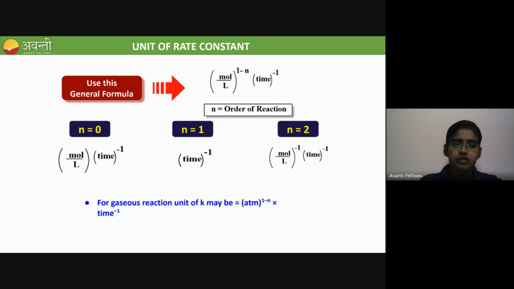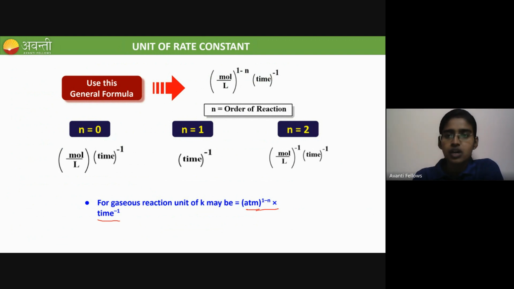And for a gaseous reaction, we cannot use mole per liter, right? It is atmospheric pressure into time. So instead of mole per liter, you use atm to the power 1 minus n here. The other things remain the same. Okay, so this is how we calculate the unit of rate constant.